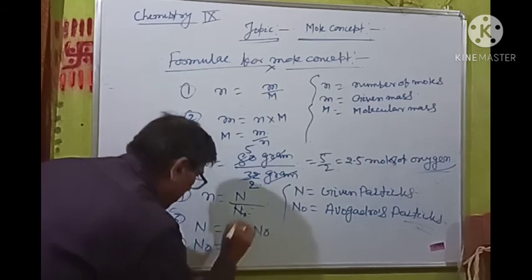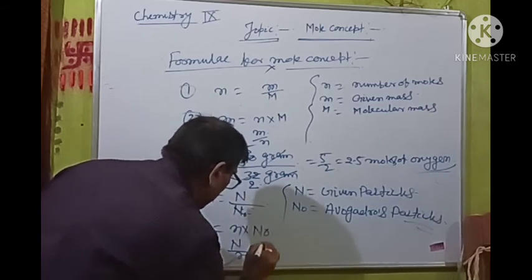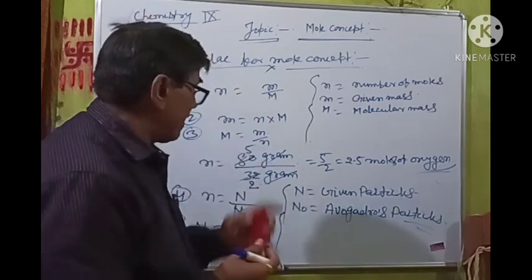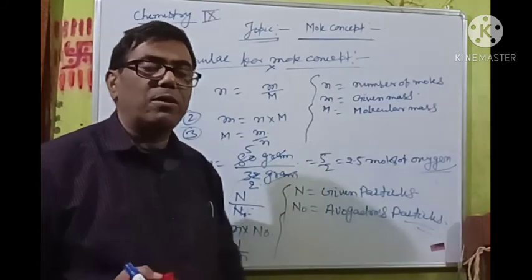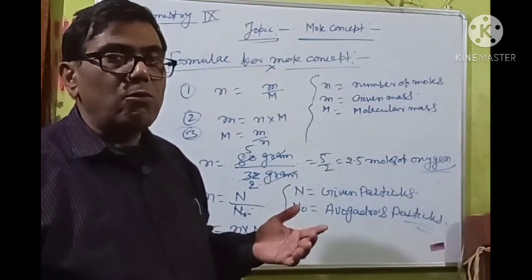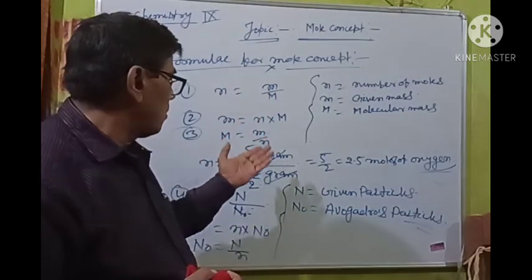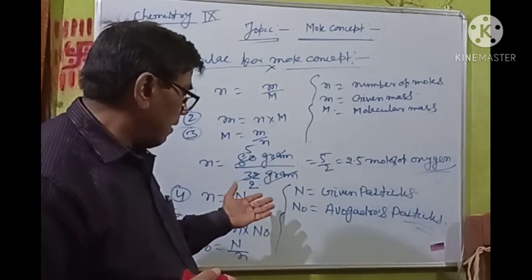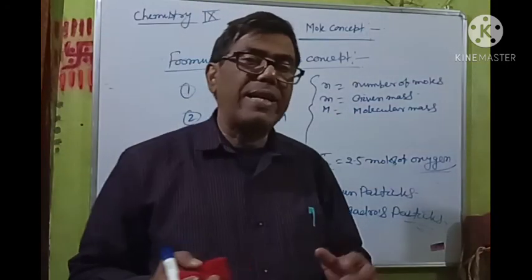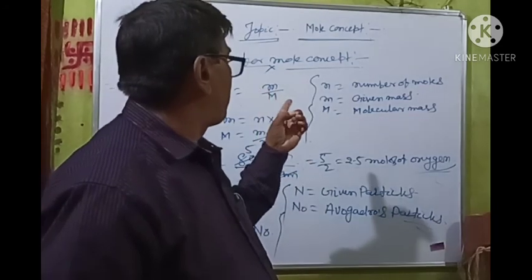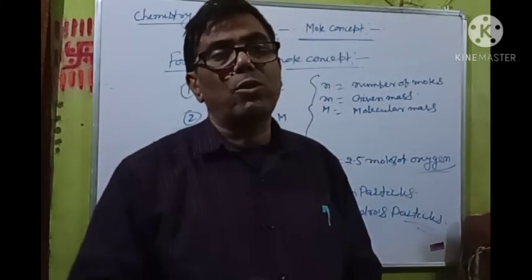And sixth, n naught is equal to capital N by small n. So we can understand these formulas for the mole concept, then we get the value of the number of moles, given mass, molecular mass, given particles or Avogadro's particles. So this is how we can explain the mole concept, or formulae for the mole concept. Thank you.